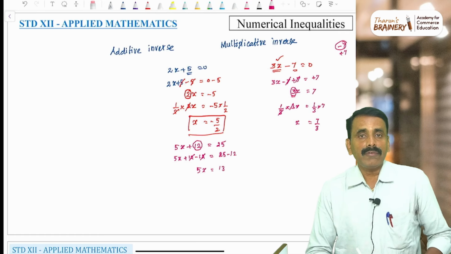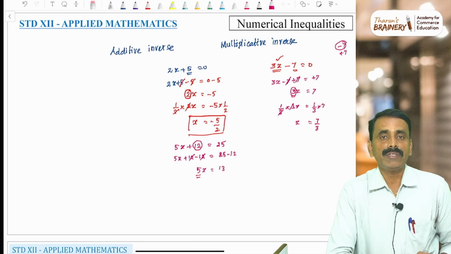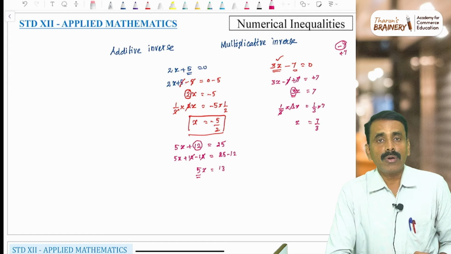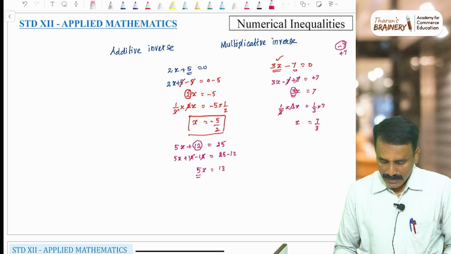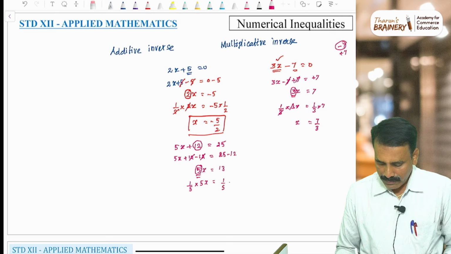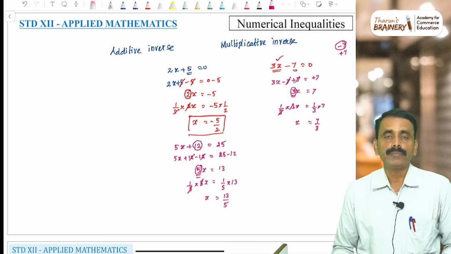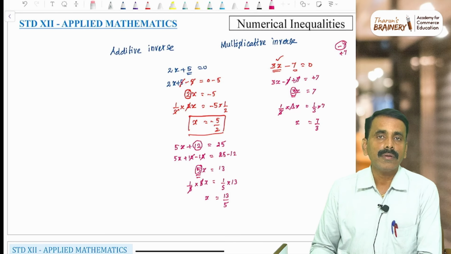Now, I want to find the value for x. So, I want to remove this 5. 5 is in multiplication with x. So, what should I do now? I must multiply this 5x with the multiplicative inverse of 5, which is nothing but 1 by 5, the reciprocal of 5. So, 1 by 5 into 5x is equal to 1 by 5 into 13. So, here 5 cancels. So, x is equal to 13 by 5. Okay.